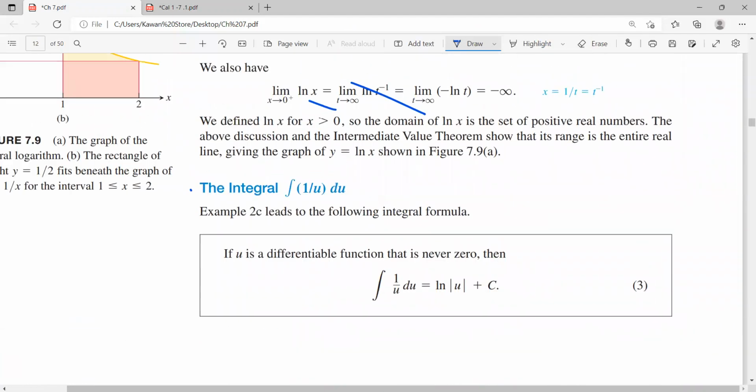Any question? Before I go to integrals, do you have any question? Hello? Do you have a question? No, good.